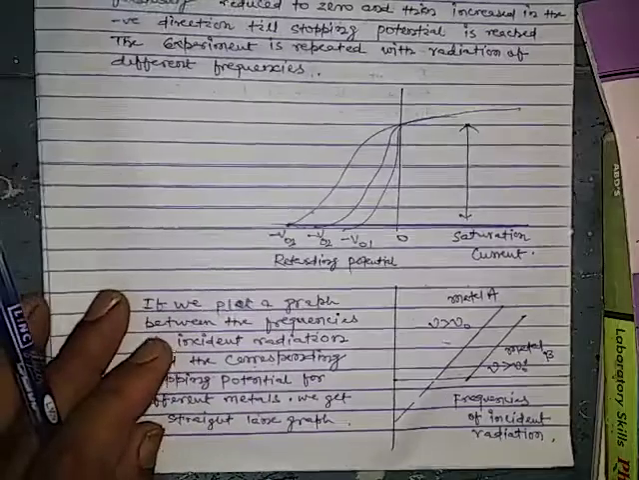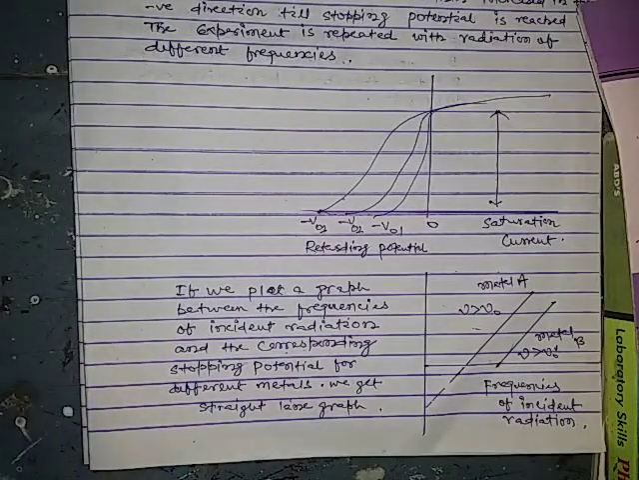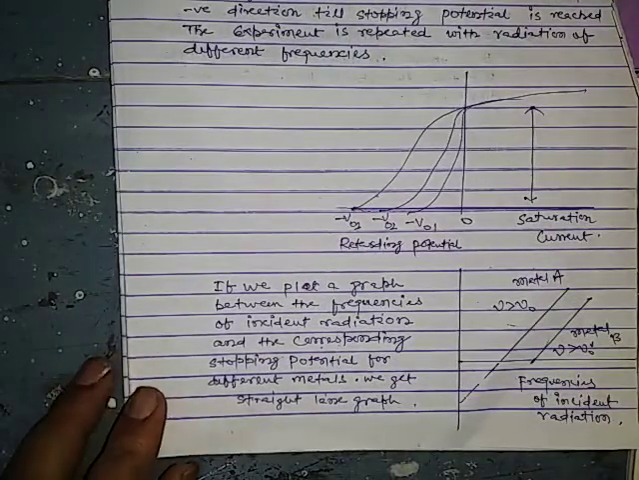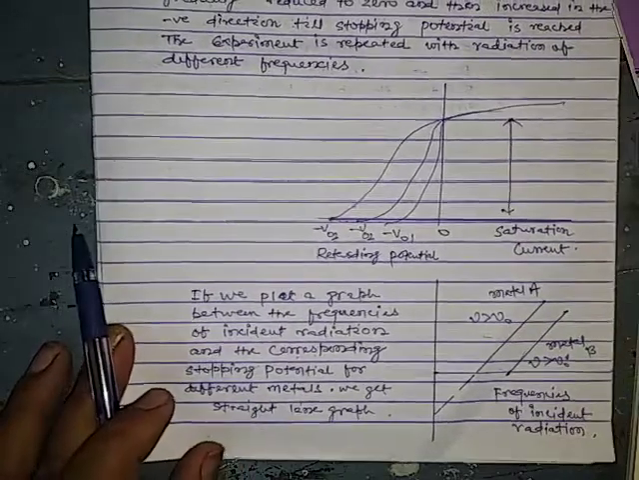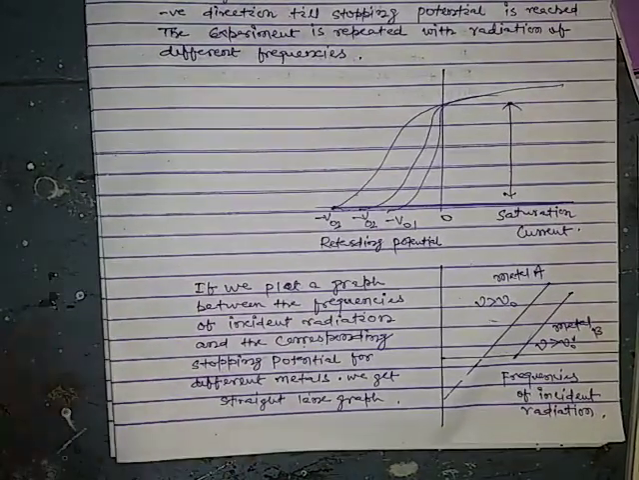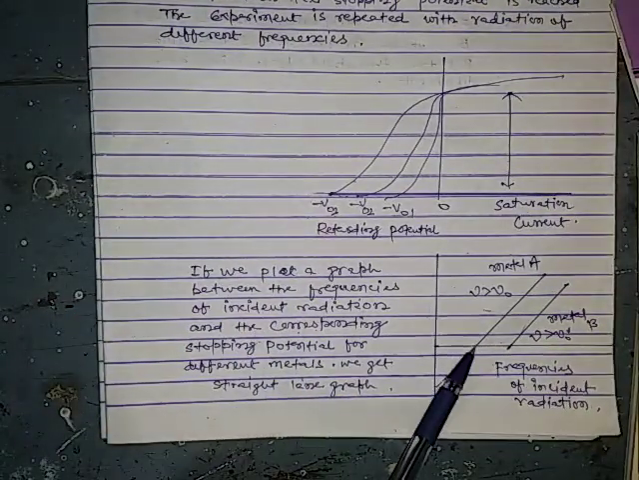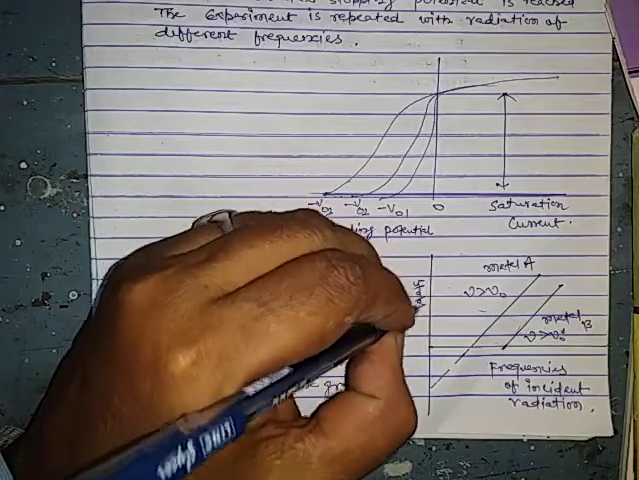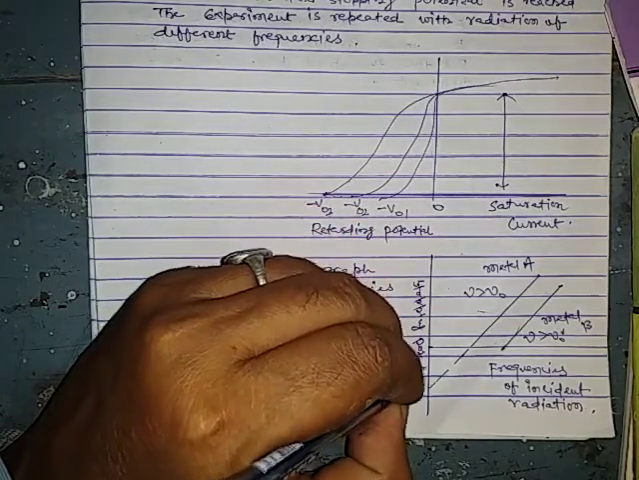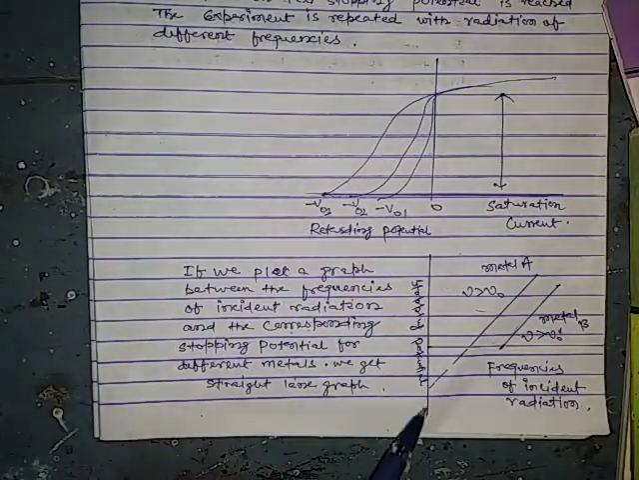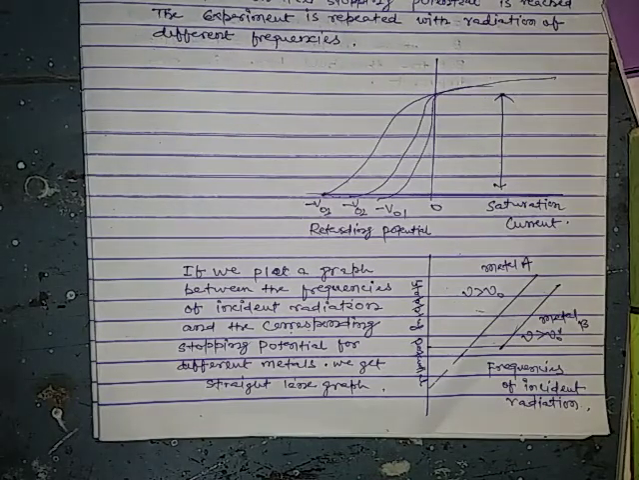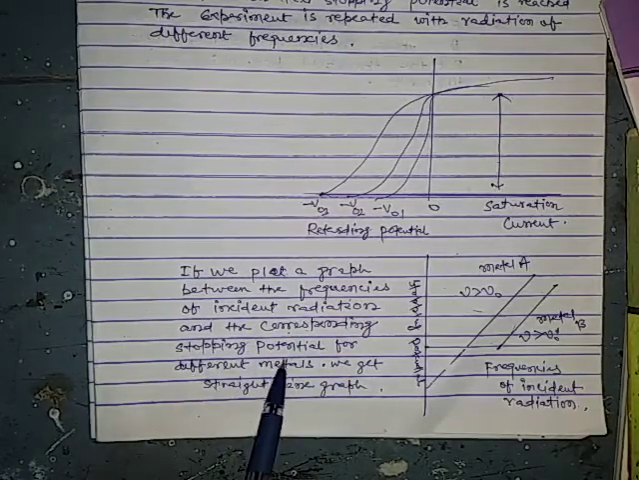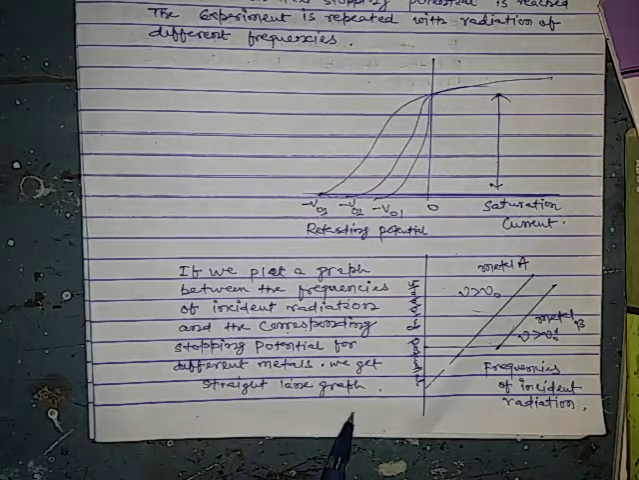Now, after that, we plot a graph. If we plot a graph between the frequency of incident radiation and the corresponding stopping potential for different metals, we get a straight line graph.